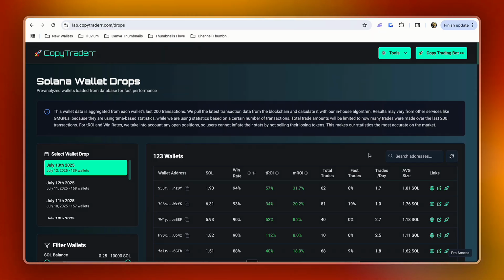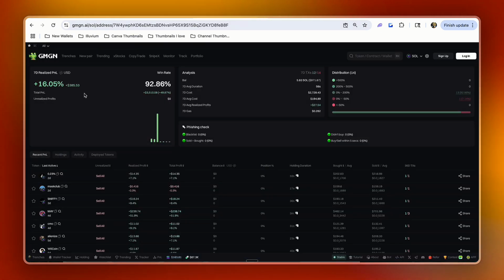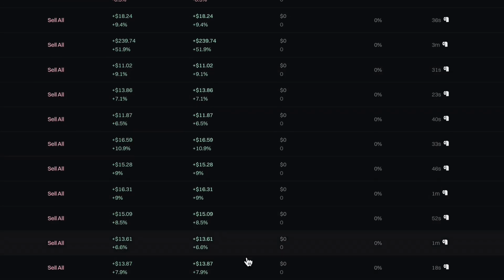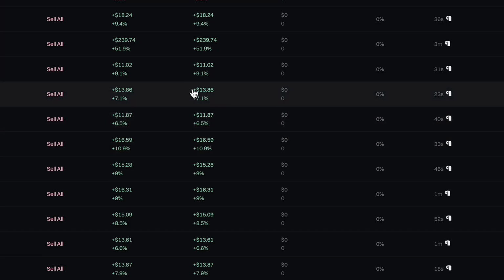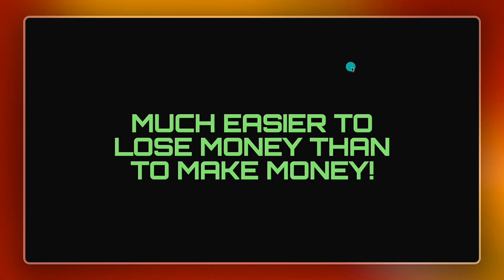And that's mainly because you come in and you find some real nice traders on our wallet drops. You open them up and you want to trade with them because they have a 92% win rate. They're making 16% per trade, but these are scalpers. So if you're making these small wins, even though you are winning, as we've seen here, you're going to still be losing. If you have a 10% win, you've still lost 2%. And if you have a 10% loss, you've lost 22%. So the summary is, at these very small buy amounts, trying to trade with scalpers, it is much easier to lose money than to make money. You are making the copy trading game, which is already very difficult, even harder for yourself.